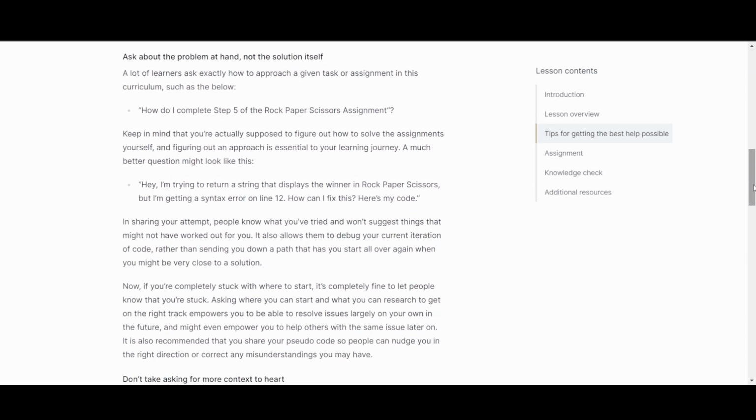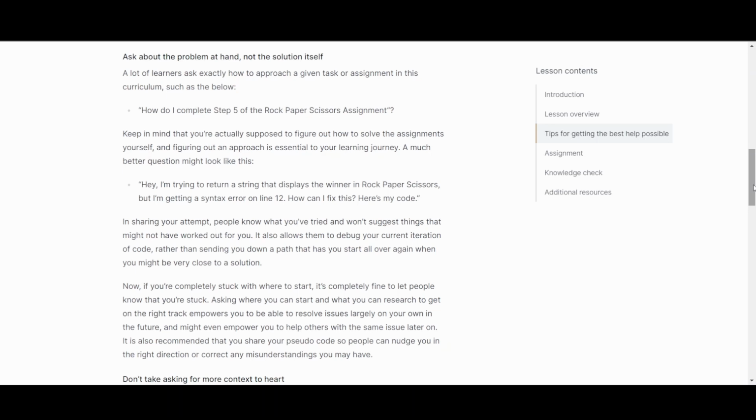Ask about the problem at hand, not the solution itself. A lot of learners ask exactly how to approach a given task or assignment in this curriculum, such as the below. How do I complete step 5 of the rock paper scissors assignment? Keep in mind that you're actually supposed to figure out how to solve the assignments yourself, and figuring out an approach is essential to your learning journey. A much better question might look like this. Hey, I'm trying to return a string that displays the winner in rock paper scissors, but I'm getting a syntax error on line 12. How can I fix this?